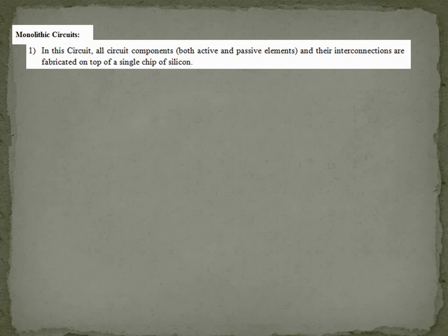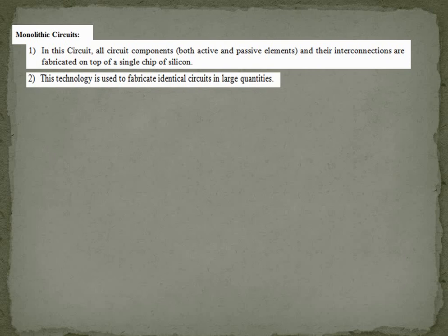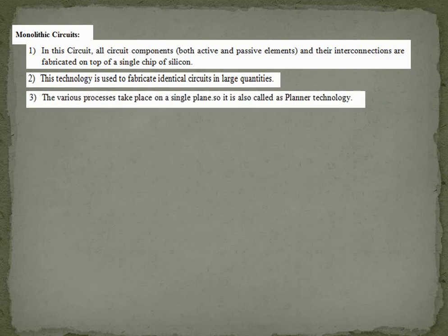Now let us see what I mean by monolithic integrated circuits and hybrid integrated circuits. In case of a monolithic integrated circuit, all circuit components, including active components and passive components, and their interconnections are fabricated on top of a single chip of silicon. Such circuits are called monolithic circuits. Normally this technology is used to fabricate identical circuits in large quantities. And the technology we use here is planar technology.